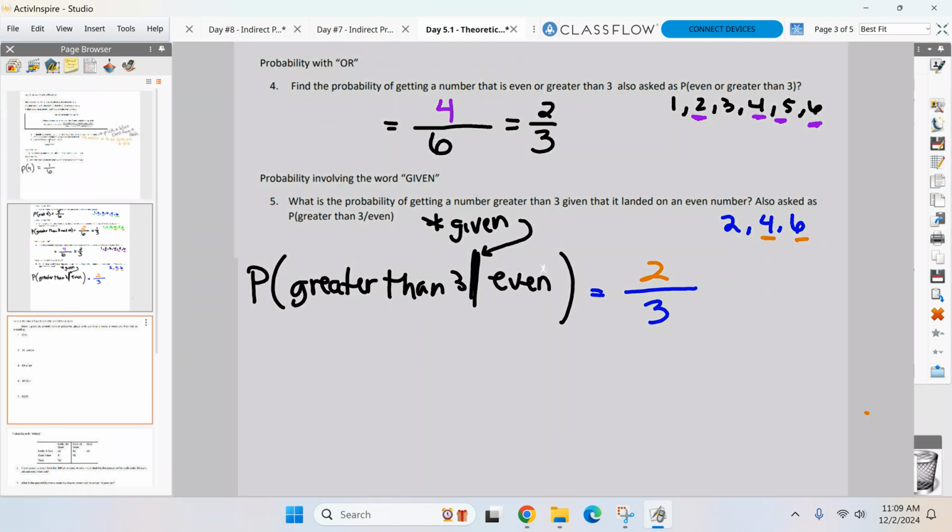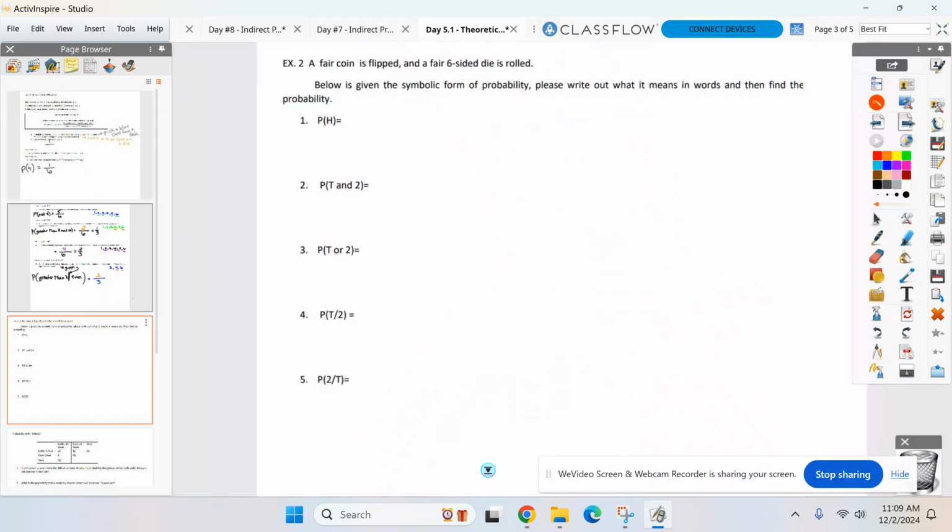All right, let's do it. Now what are we doing? A coin is flipped and a 6-sided die is rolled. Can we just list off all the combinations first? I always like to see a list of possible outcomes. So I'm flipping a coin and then rolling a 6-sided die. I could get a 1 and a head, 2 heads. Here we go. 3 heads, 6 tails.